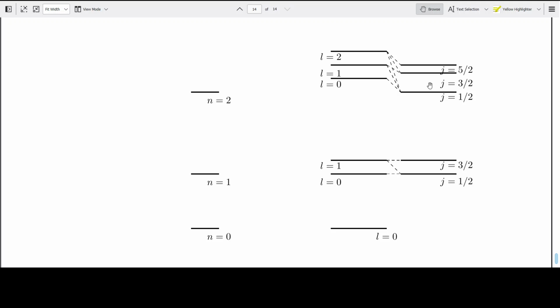So there are three distinct energy levels, and the relationship is shown in the figure. Similarly, for L equal to 1 state, J equal to 3 by 2, L equal to 0, J equal to half. So this energy level is shown in this figure.